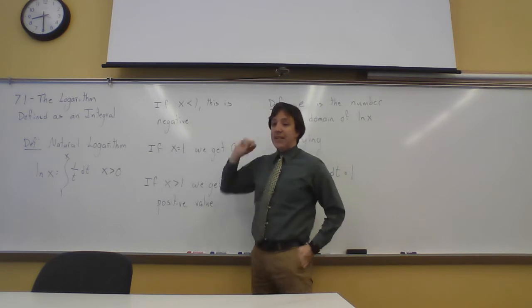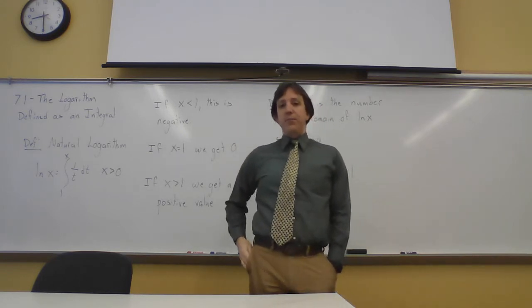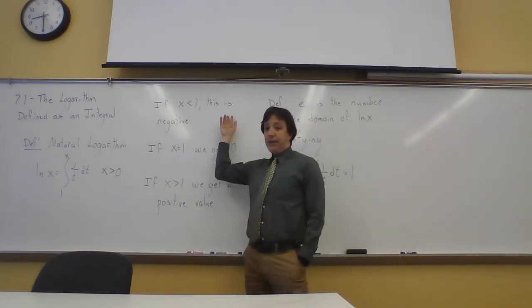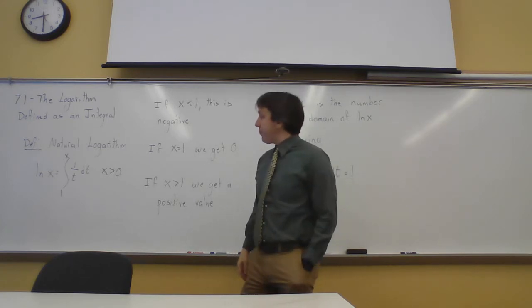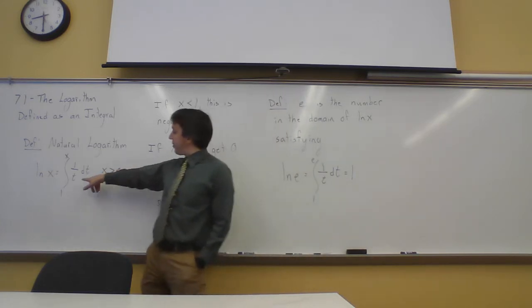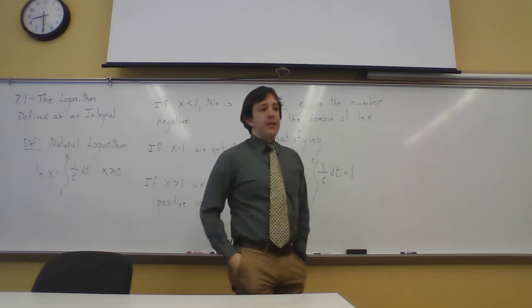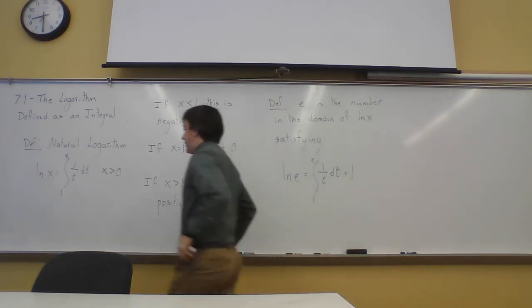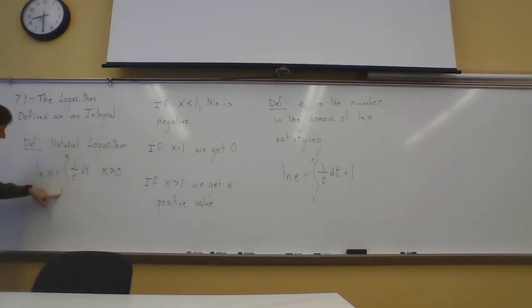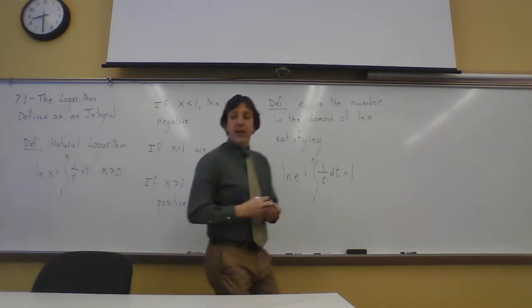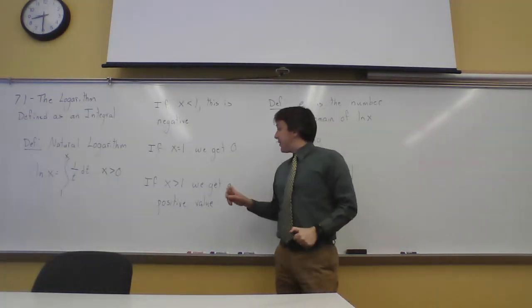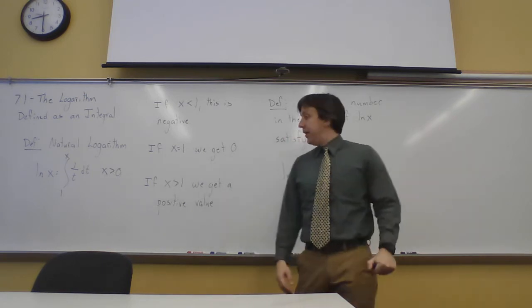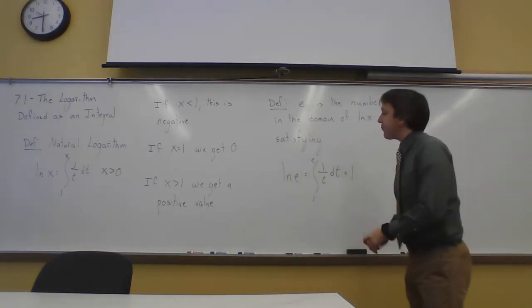If x is less than 1, so still bigger than 0, but less than 1, then we get a negative value out of that integral. All you'd have to do would be to look at the graph of 1 over t to start to get that idea. Actually, it's really because if x is less than 1, and put together with what that graph looks like, you're going to be doing an integral backwards. If x is equal to 1, we get 0. If x is greater than 1, we get a positive value.